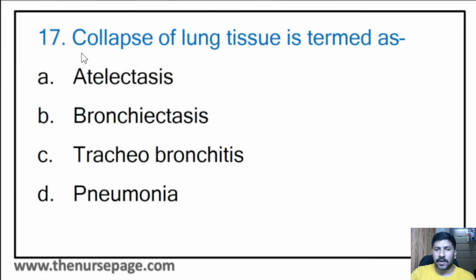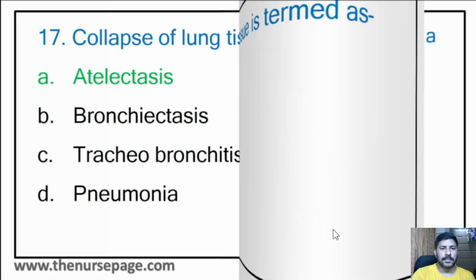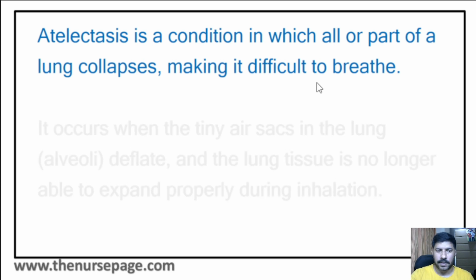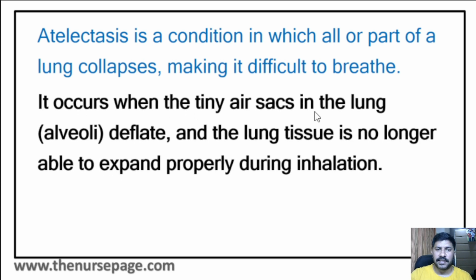Then 17th question, collapse of lung tissue is termed as atelectasis, bronchiectasis, tracheobronchitis, pneumonia. Correct answer, atelectasis. Collapse of lungs is known as atelectasis. Atelectasis is a condition in which all or part of a lung collapses, making it difficult to breathe. It occurs when tiny air sacs in the lungs, known as alveoli, deflate and the lung tissue is no longer able to expand properly during inhalation.